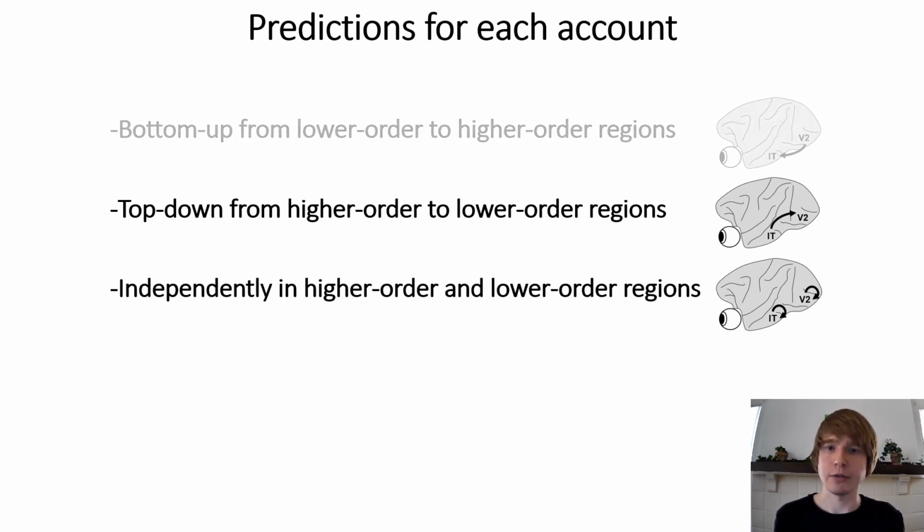A top-down account of transmission of suppression from IT to V2 predicts that effects observed in IT would also manifest in V2. However, this is not what we observed. The repetition suppression we observed for the same objects presented in different locations in IT was not observed in V2, and so this casts doubt on a purely top-down account of repetition suppression.